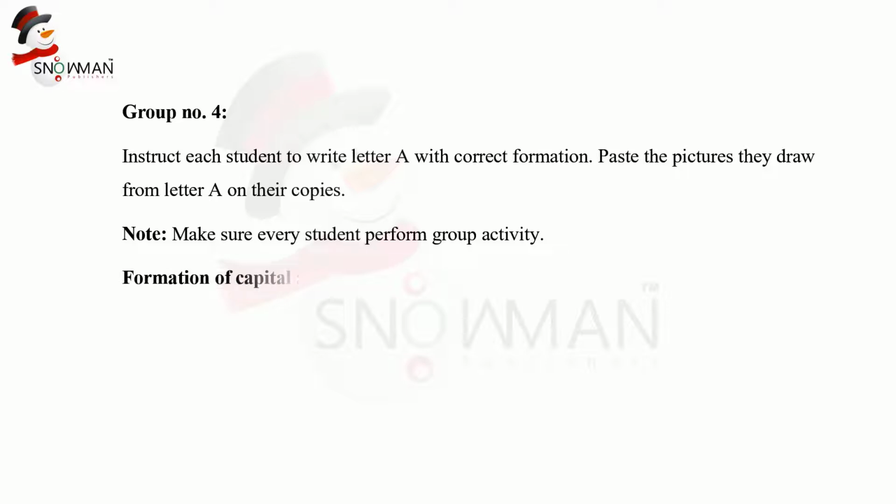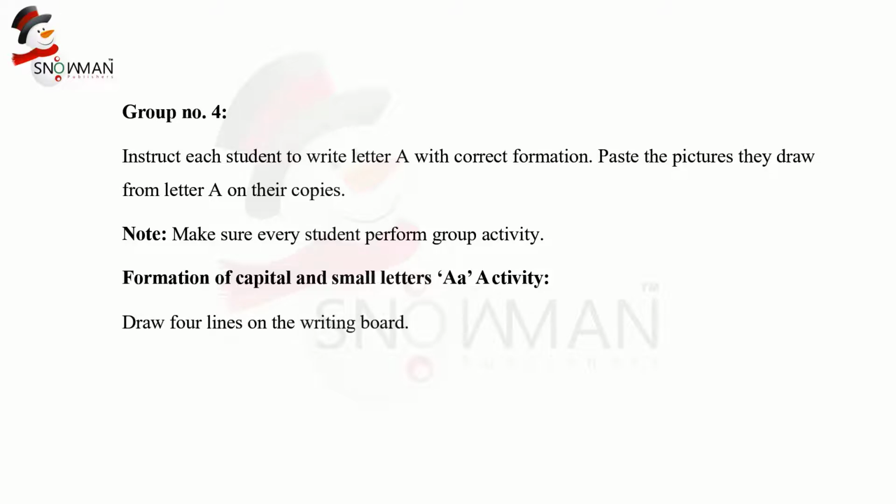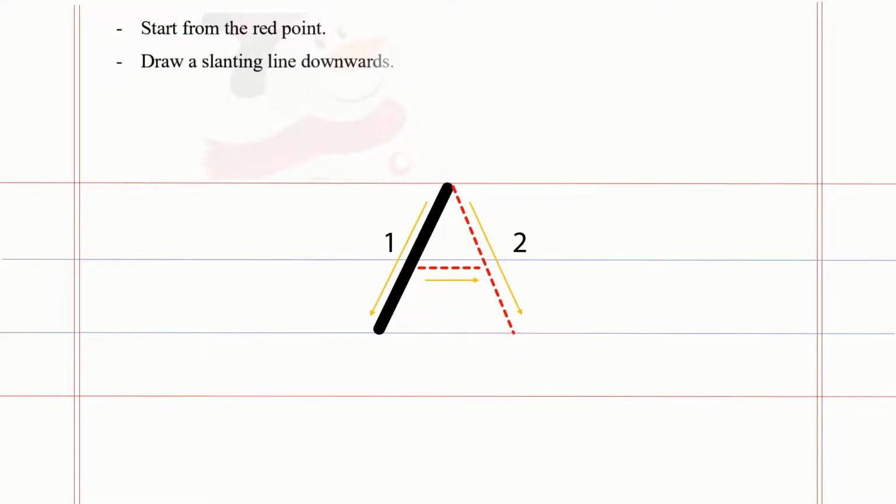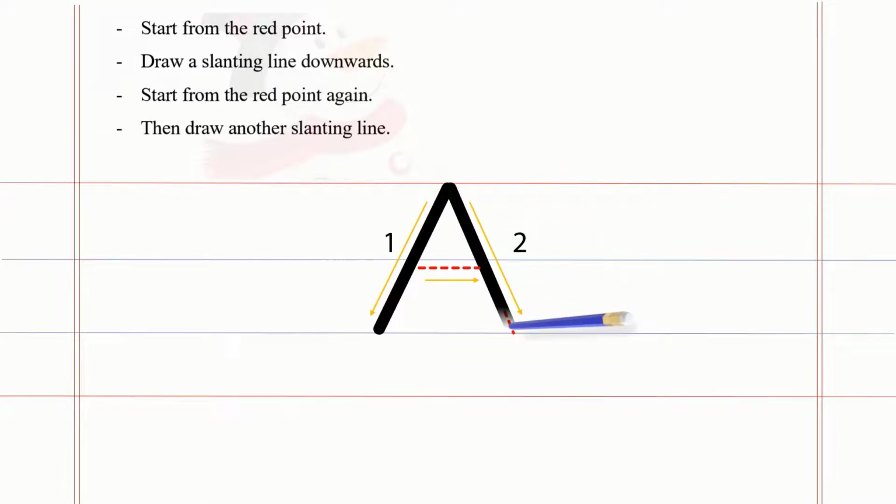Formation of capital and small letter A activity. Draw 4 lines on the writing board. Write capital letter A on the first 3 lines and give instructions. Start from the red point. Draw a slanting line downwards. Start from the red point again. Then draw another slanting line. Now draw a straight line in the middle.